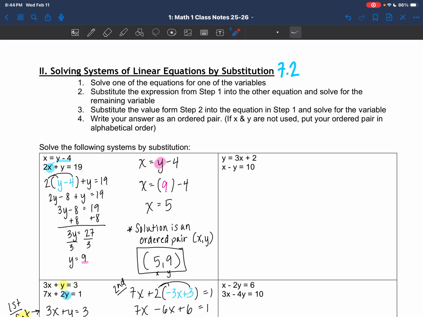So what we're going to do is solve one of the equations for one of the variables. It doesn't matter which variable. Then we're going to substitute this one from here into the other equation. And once we do that, we're going to solve for the variable. Once we find one variable, we plug it into the other. So there's a bunch of substitutions.